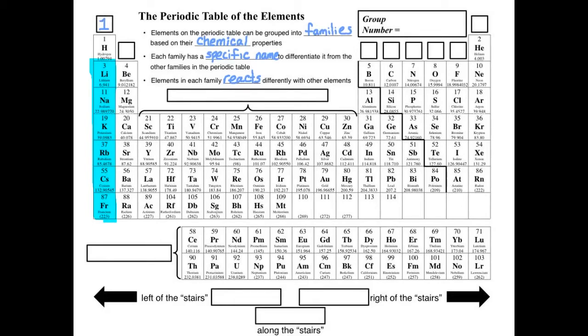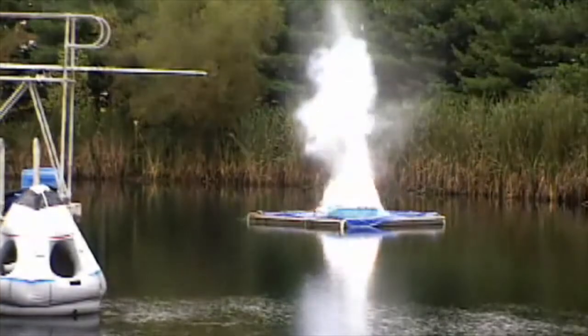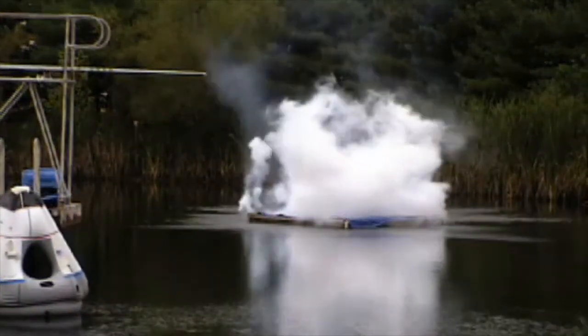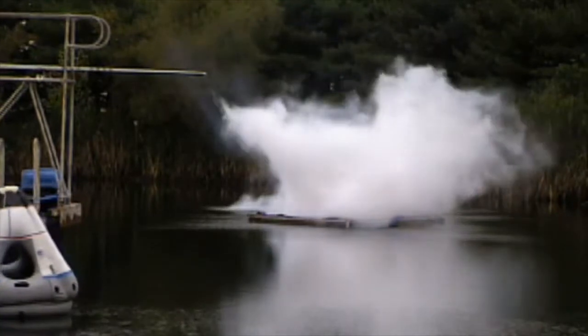All right, and at this point, we're now going to take a look at the reactivity of group 1 metals. This video is going to show you sodium being dumped into a lake, sodium being added to water. Enjoy. Look at that.